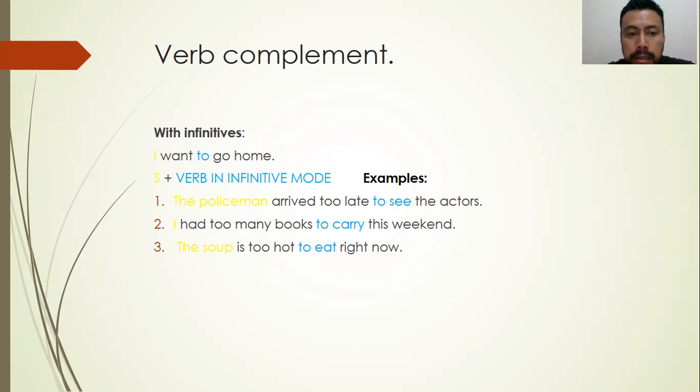So the example is, the policeman arrived too late to see the actors. I had too many books to carry this weekend, and the soup is too hot to eat right now. As you can see, the subject and the verb in infinitive mode.